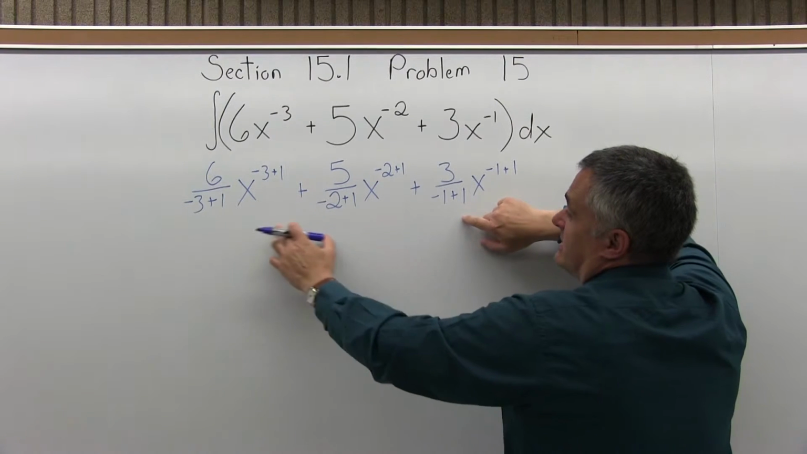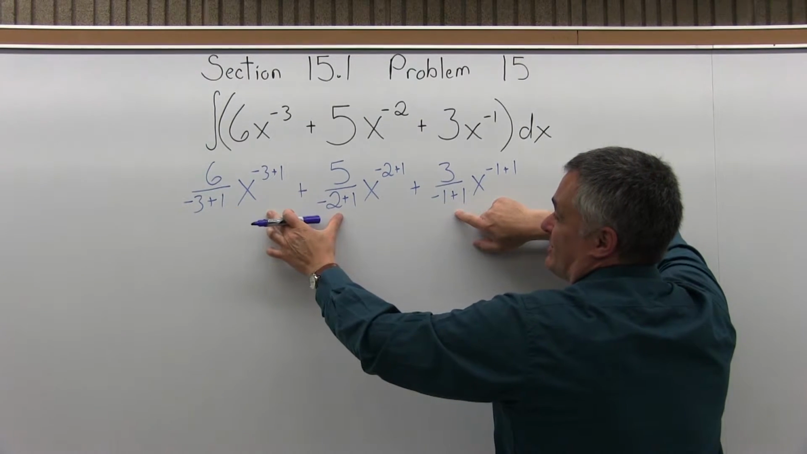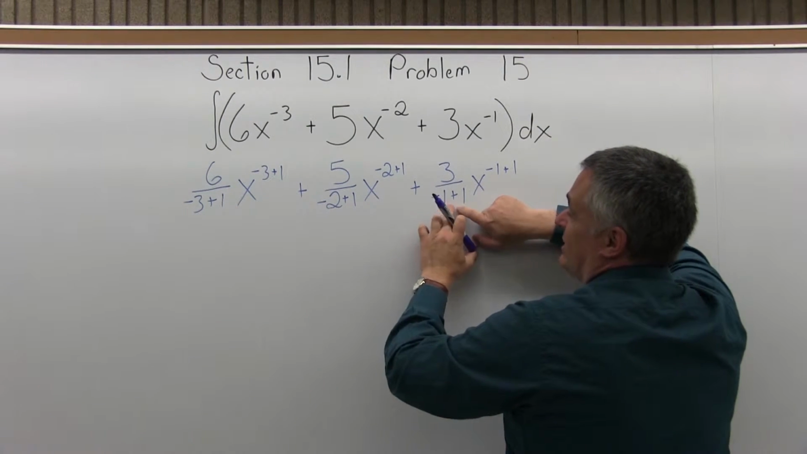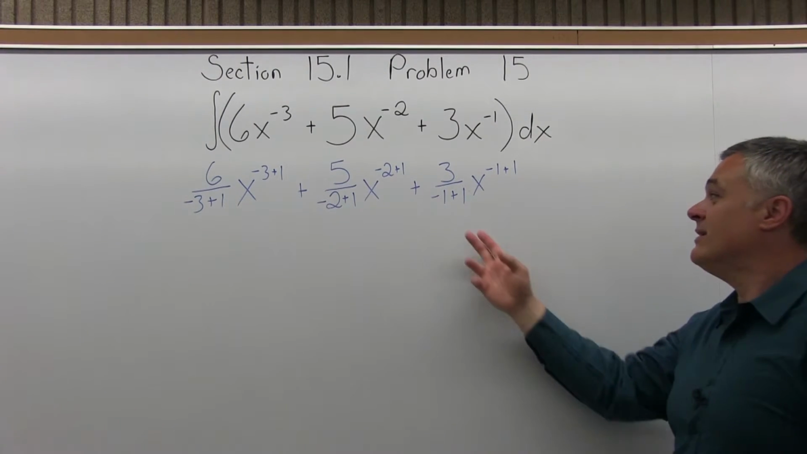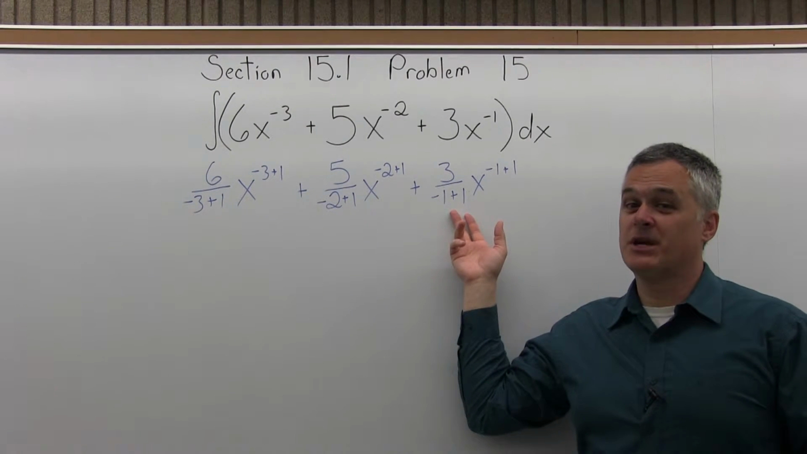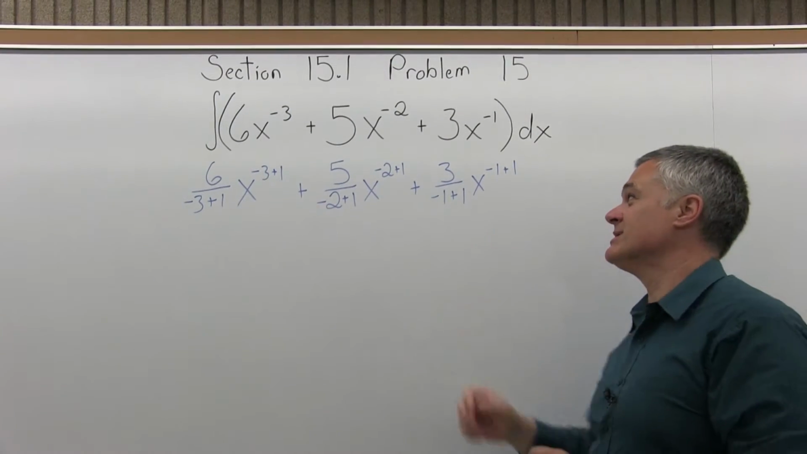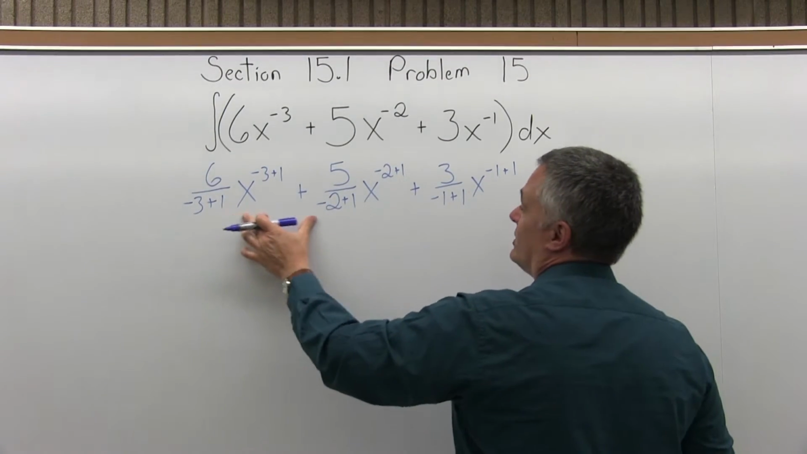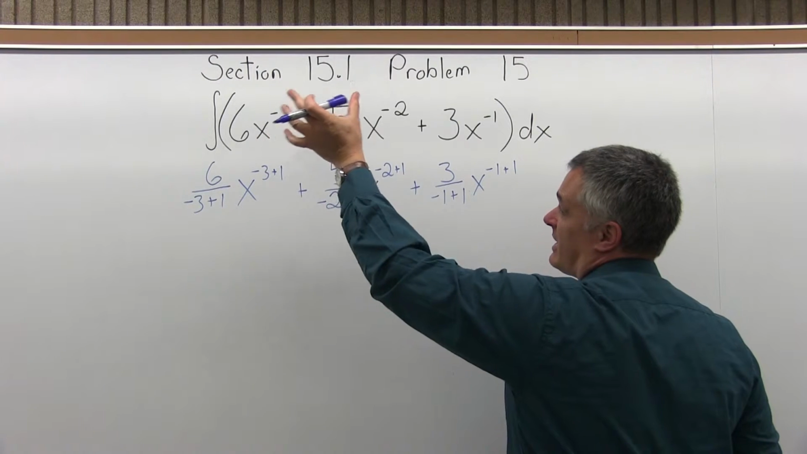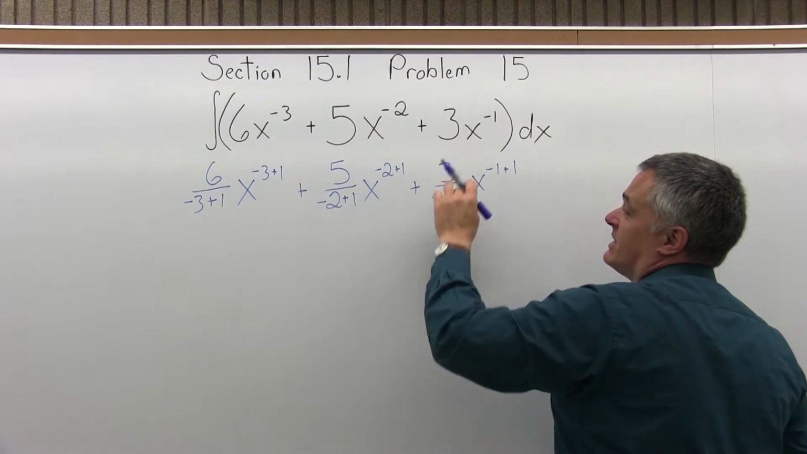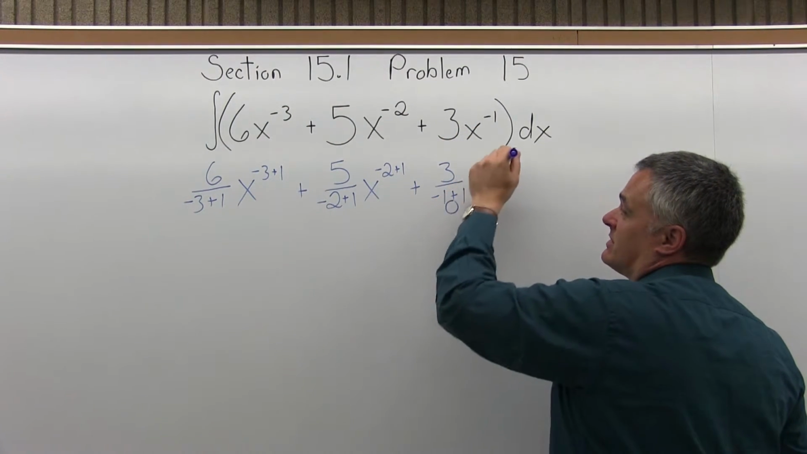Now, when I go to simplify this, the first two pieces will simplify nicely. The third piece, we have a problem. That negative 1 plus 1 in the denominator is 0. Can't have a 0 in the denominator. So the first two pieces, the negative exponent is fine. The third piece, that negative exponent is making a big problem for me with the 0 in the denominator.